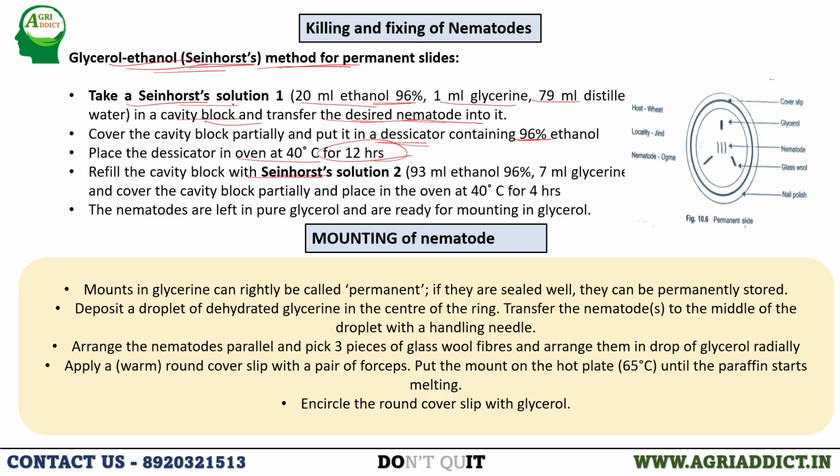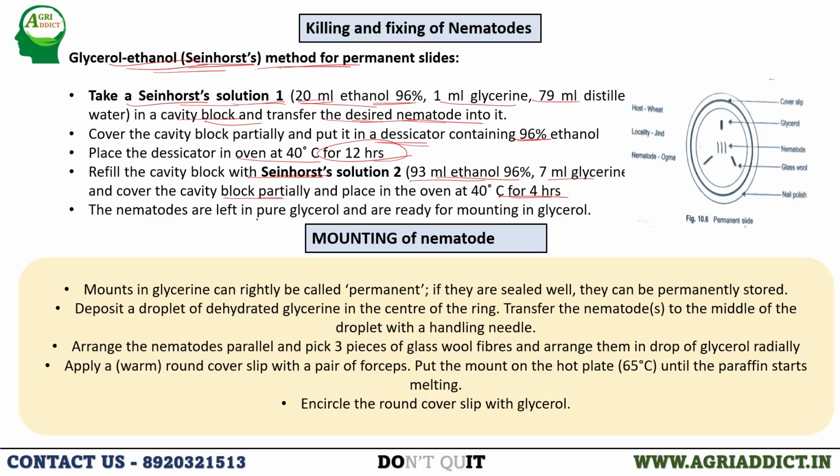Initially you have seen the Steenhuis solution 1. Here only 20 ml of ethanol will be added. Here more ethanol will be added in the case of Steenhuis solution 2, that is 93 ml of 96% ethanol and 7 ml of glycerin, and no water will be added. Cover the cavity block partially and again place it in an oven as in the previous steps for only 4 hours.